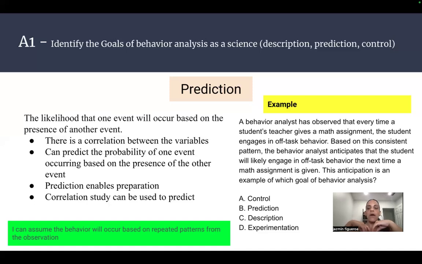The goal here, again, is prediction. It's prediction because of a couple of things. We are observing a behavior. That behavior occurs consistently, so we're looking at the pattern. And now we can predict based off of that pattern that it will happen again in the future. So this is prediction.